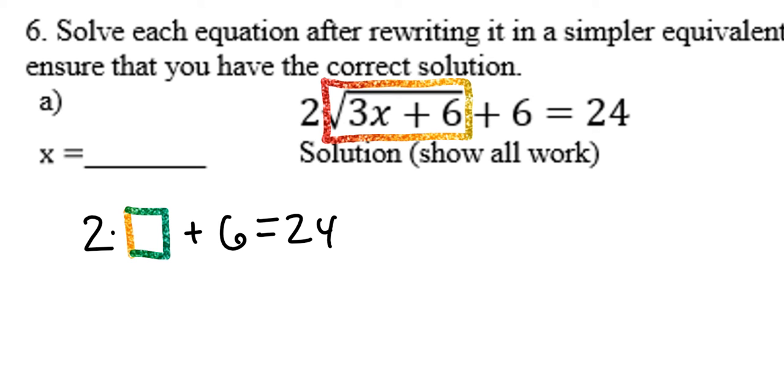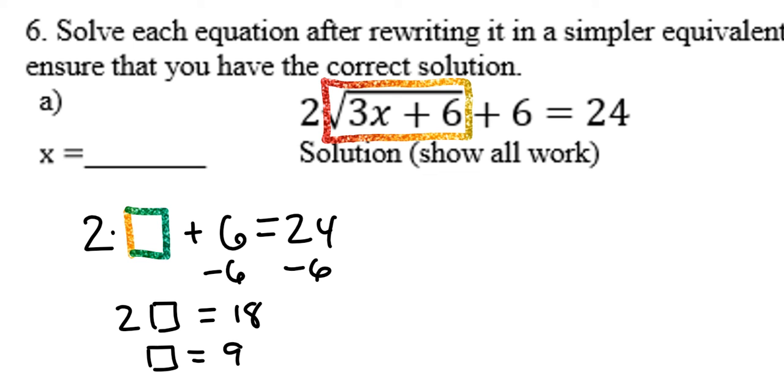In isolating that, I'm just going to subtract 6 from each side of this equation, and that will give me 2 times this box is 18, and then I'm going to divide by 2. So the box is 9. This box has to produce a value of 9. And I'm taking the square root of the stuff inside the box, so the stuff inside the box has to be 9 squared. It has to be the number 81, because it is precisely the square root of 81 that would produce the value of 9 that I need.